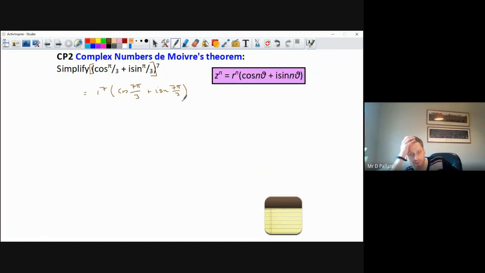But you don't want an argument which is not between minus pi and pi, or certainly between 0 and 2 pi. 7 pi on 3 is too big. So we're going to unwind that complex number by removing a 2 pi, and that will take you back down to pi on 3. Always unwind your complex numbers, because every time you go another 2 pi, you're just going round in a circle and it doesn't achieve anything.